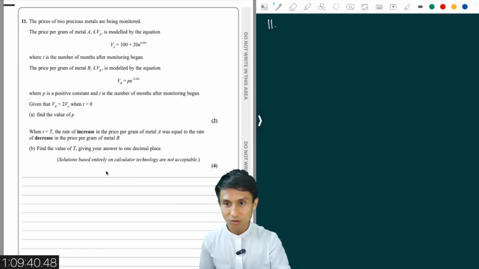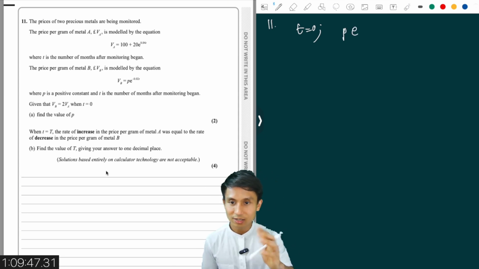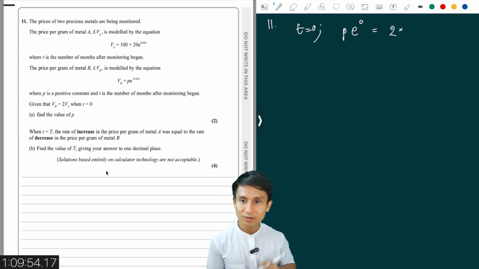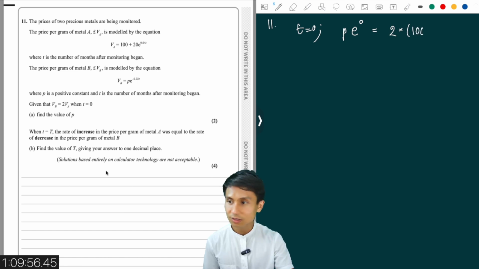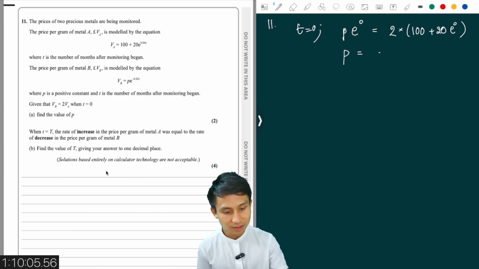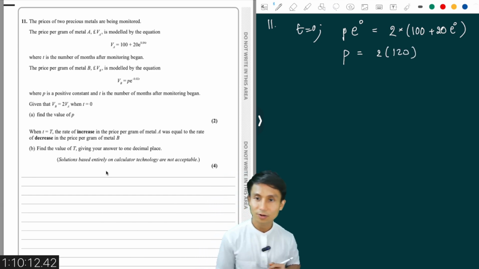When t equals 0, we have VB equal to p e to the power of 0. And then 2VA is 2 times 100 plus 20 e to the power of 0. e to the power of 0 is 1, so we have p on the left side, times 2, equals 2 times 100 plus 20, so that's 120.